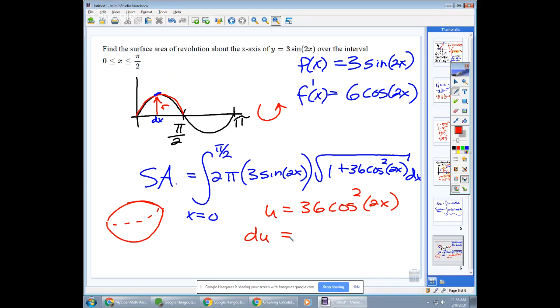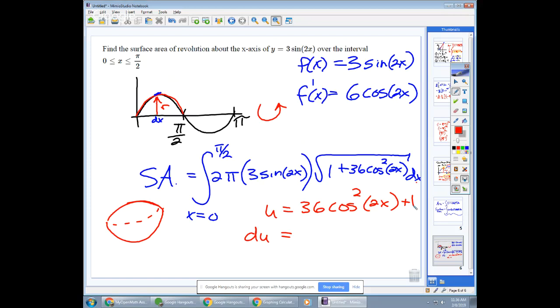Because du is related to dx, right? And isn't dx outside the square root? Yeah, that's the point of a substitution. William? Wouldn't it be better to make it plus 36 cosine? Might as well do the 1 plus all that. Sure. Let's throw the plus 1 in there.